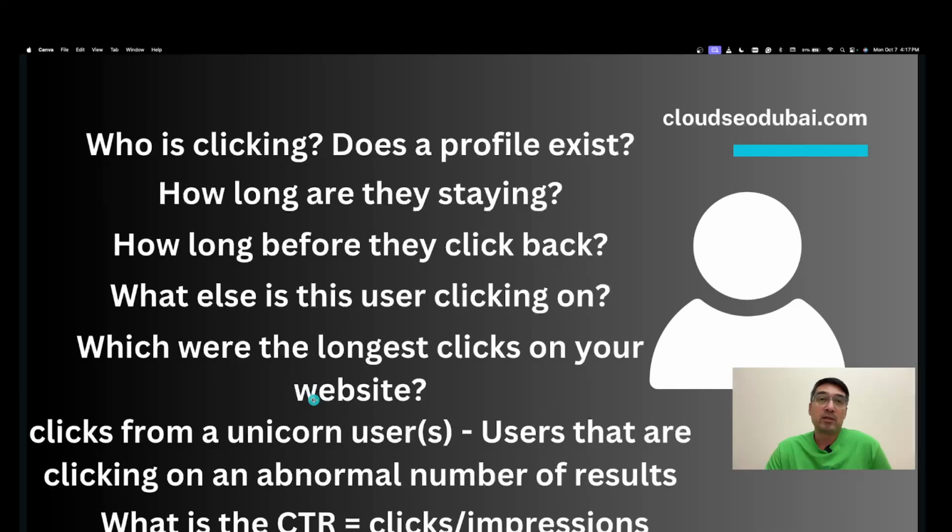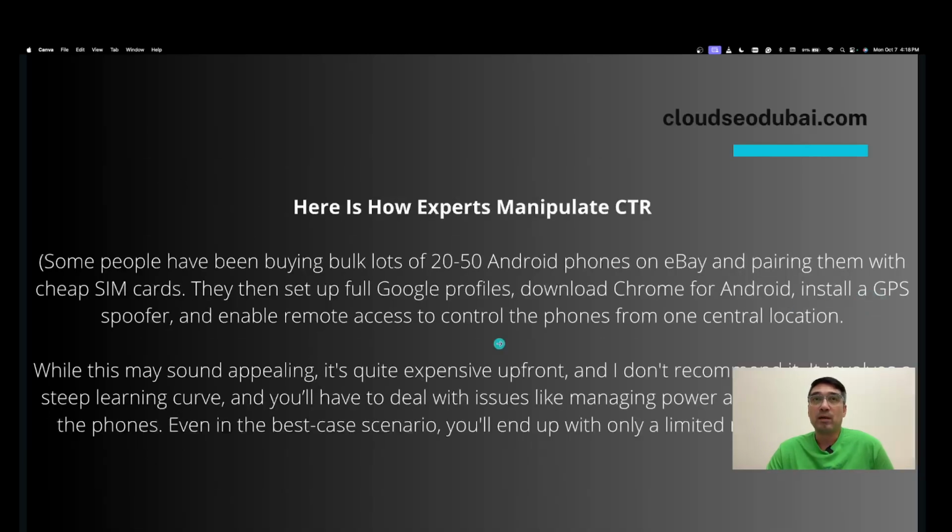Unicorn users are users that are mainly clicking on an abnormal number of results. So oftentimes when you're doing a search and you're clicking through websites, Google will present you with a captcha to determine if you're human. And that's because Google suspects that you might not be human. So those are usually seen as unicorn clicks or unicorn users. As a general rule of thumb, as I'll show you later on, you don't want to have many unicorn clicks to your website, even though there's very little you can do about it.